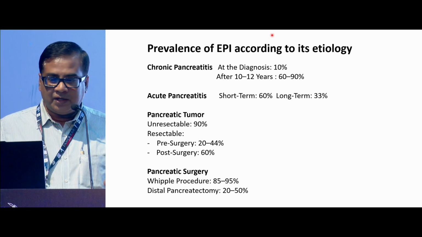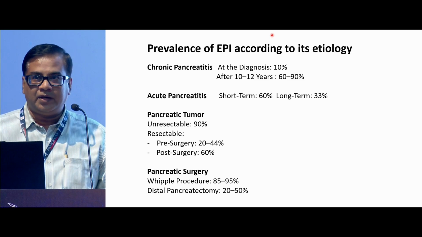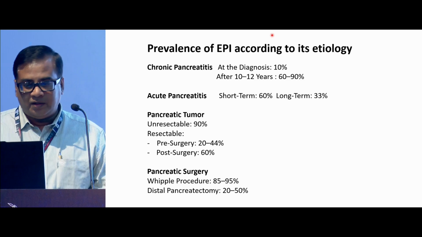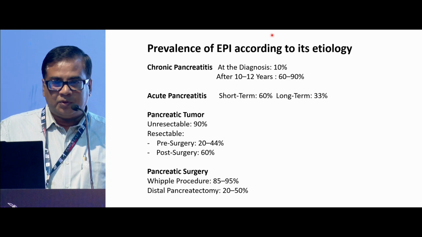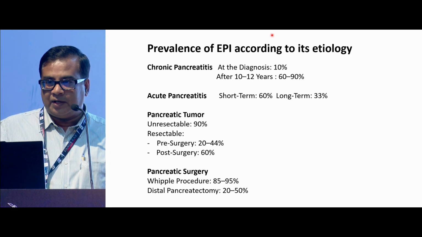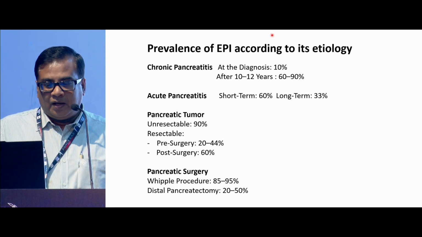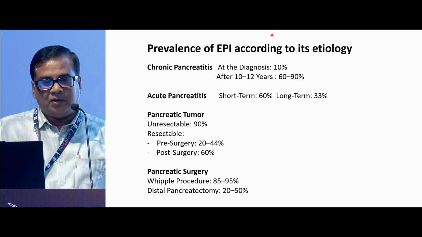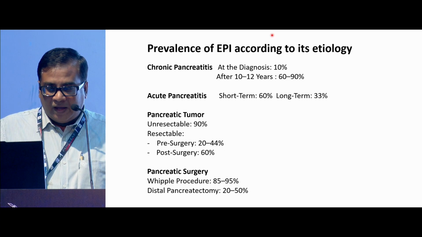So this is a rough guide to the prevalence of EPI according to the etiology. At the diagnosis of chronic pancreatitis, early it would be about 10%, and after about 10 to 12 years of the disease, it can range from 60 to 90%. And in acute pancreatitis, in the short term, it could be 60%, and in the long term about 30%.